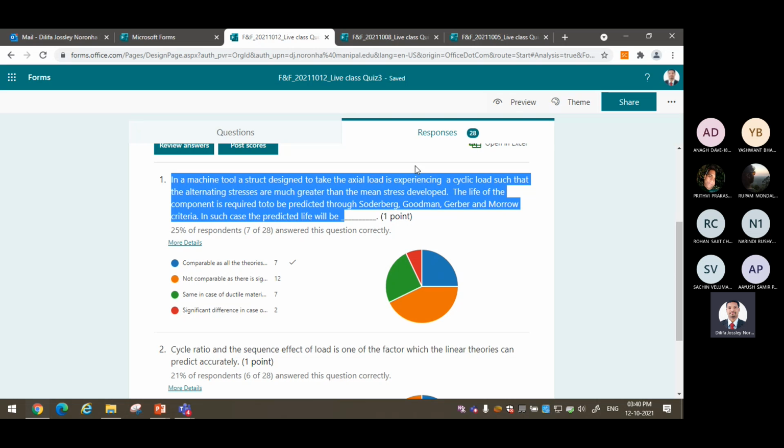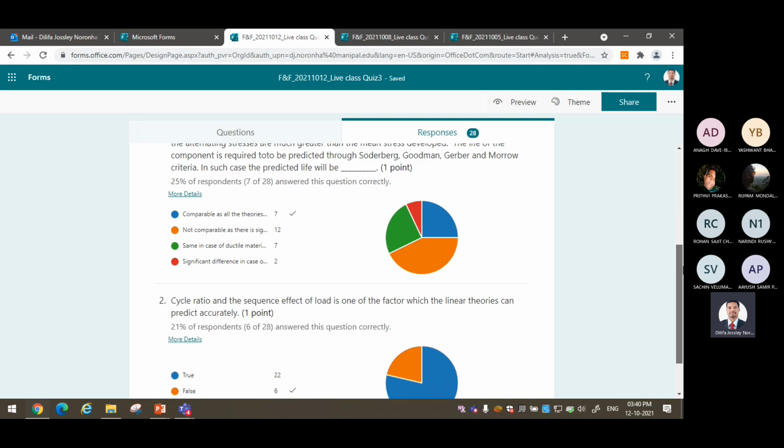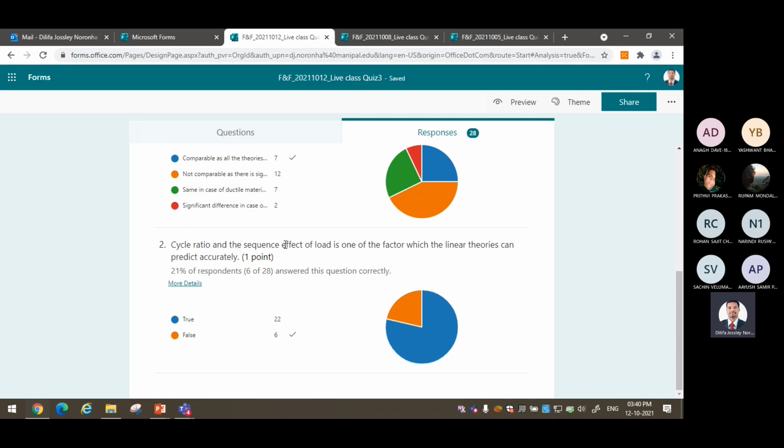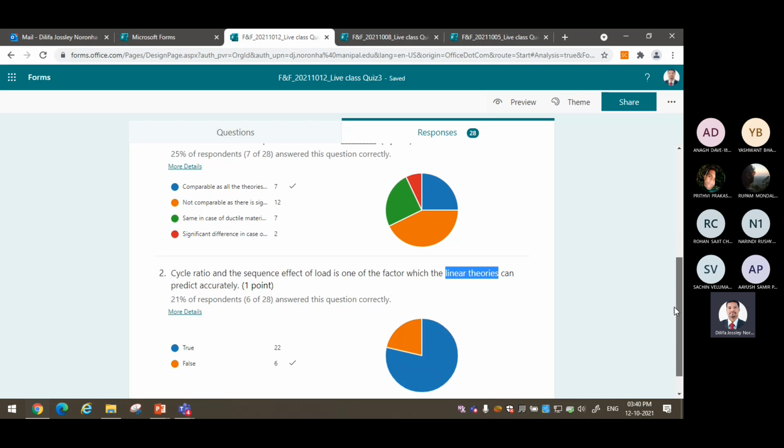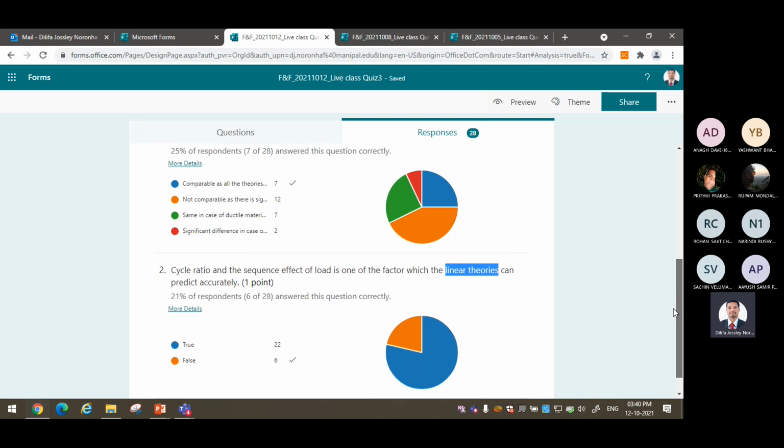And finally, about another question of today's. The first question I already told. The second question, cycle ratio and the sequence effect. Just now I was talking about it. Linear theories cannot predict the sequence effect. That is our total discussion, why we want non-linear theories. And despite that, many are writing true. Those who wrote true, what was the confusion you had?